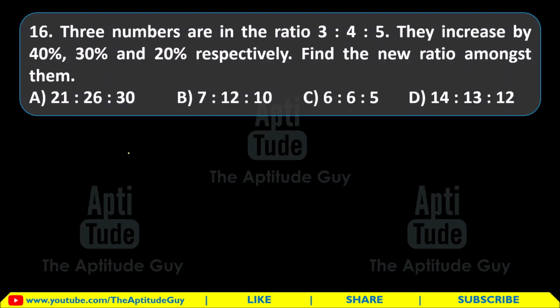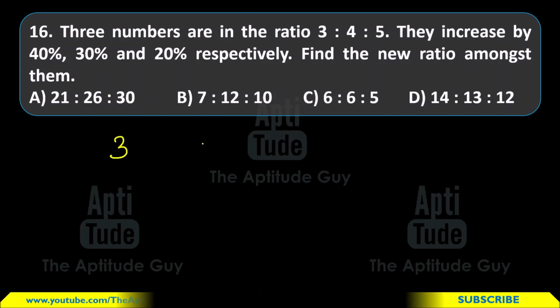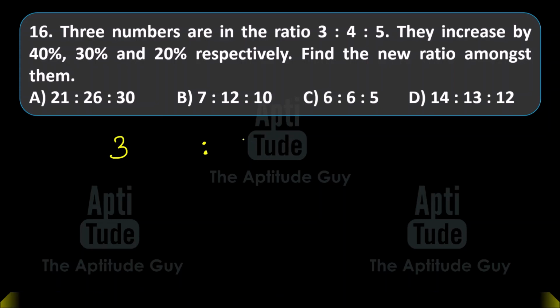Okay, let's do this. 3 numbers are in the ratio 3 is to 4 is to 5. This is actually just a one-line solution. Very simple stuff. 3 is to 4 is to 5. Now they increase by 40%, 30%, 20% respectively. Now if something increases by 40%, it becomes 140%.